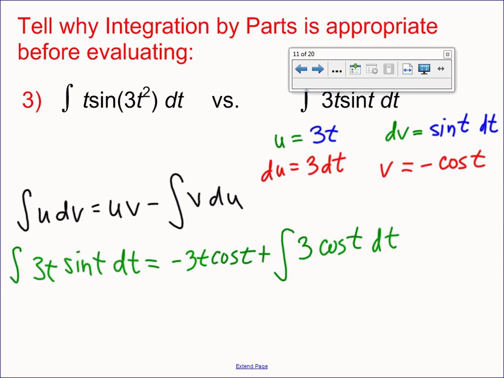Everybody good? Did substitution result in a simpler integral? Yes, we have an antiderivative for 3 cosine t, so we'll be able to finish this out. So it looks like negative 3t cosine t. What differentiates to 3 cosine t? Positive or negative? Positive, so plus 3 sine t plus c. So negative 3t cosine t plus 3 sine t.